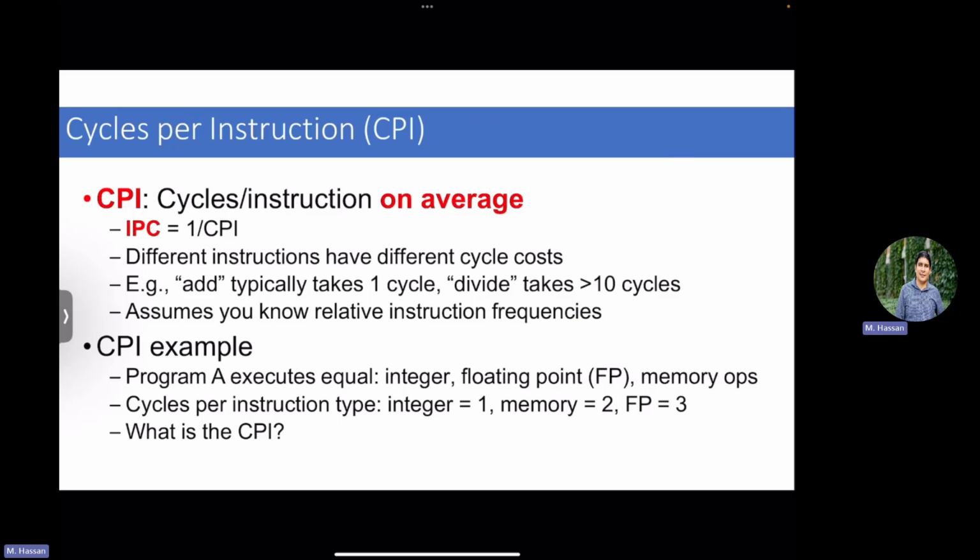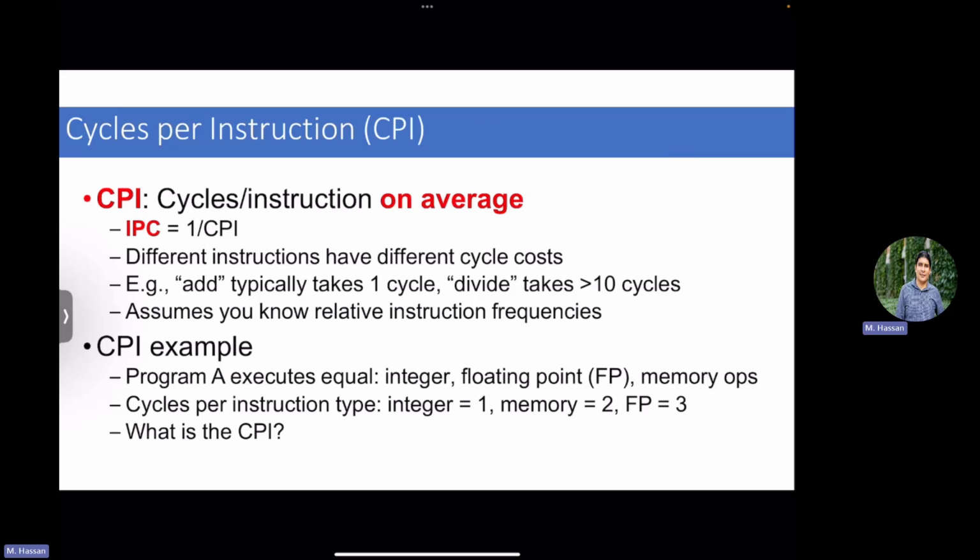Now, 1 over that metric is something called IPC, instructions per cycle, which is a throughput metric, right? For a certain number of cycles, or for a period of time, how many instructions I execute. Good. And again, once we look into pipelining, we will realize that IPC is not really all the time 1 over the CPI.